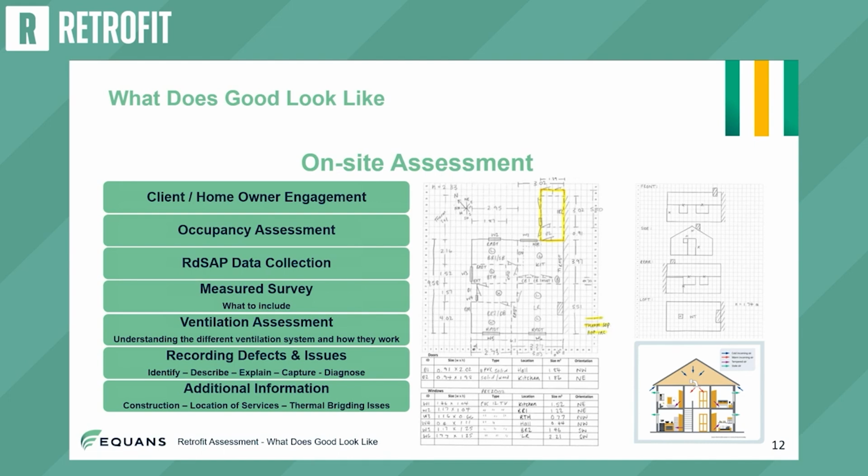Measured surveys. People don't fully understand what a measured survey is. It's new to us. For a DEA, we collect two measurements: width, depth, height. Here we do every single room, and we put in ventilation where ventilation is. Ventilation assessments are new to us, but they're a key point of a retrofit assessment.